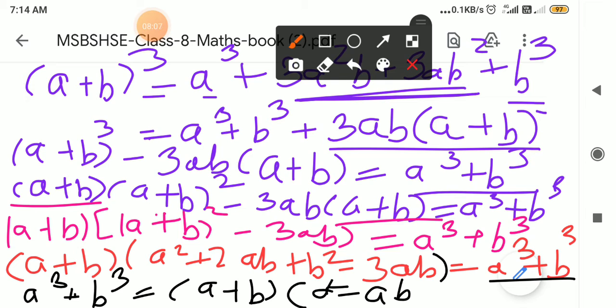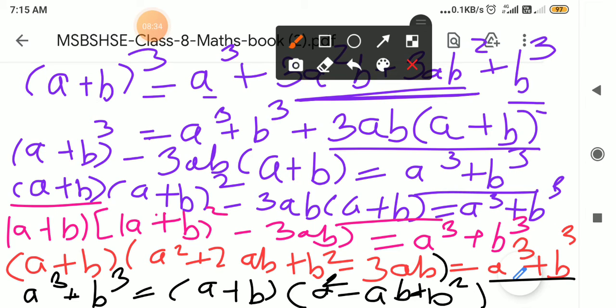So what we get here is a square minus ab, and plus b square. And the factorization of a cube plus b cube is (a plus b) into another bracket (a square minus ab plus b square).